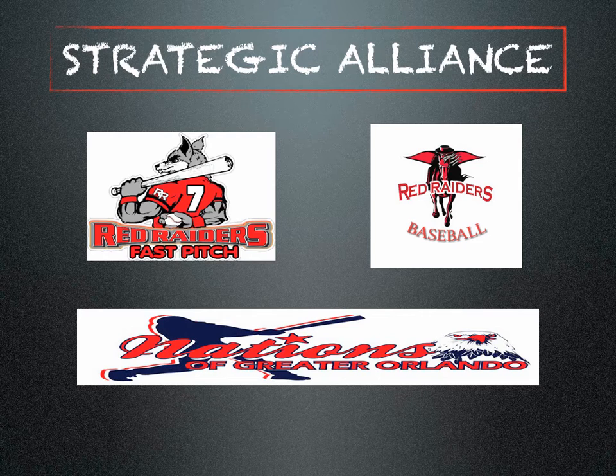With choosing the Central Florida Red Raiders, the organization itself consists of 3 separate branches. These branches are the Red Raiders Baseball, Red Raiders Fast Pitch, and Nations of Greater Orlando. These will create a strategic alliance which will help to create a better partnership for its sponsor.